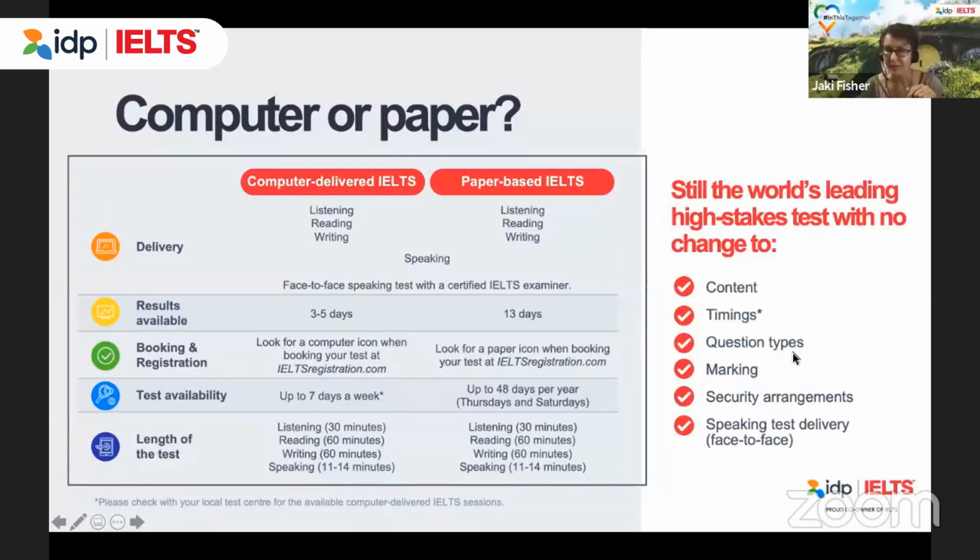Someone's asking about the validity of your test. So the IELTS test is valid once you've done it, but different organizations may ask you to do it after 2 years. Yeah. So sometimes they want a result within 2 years. So you need to check with the organization that you're doing it for.